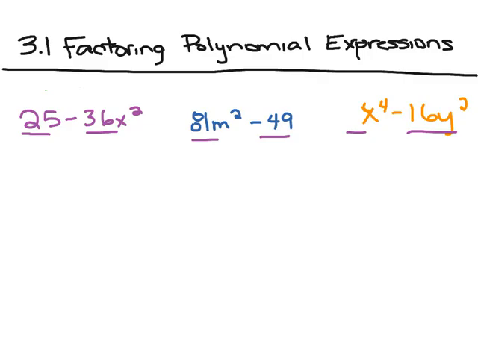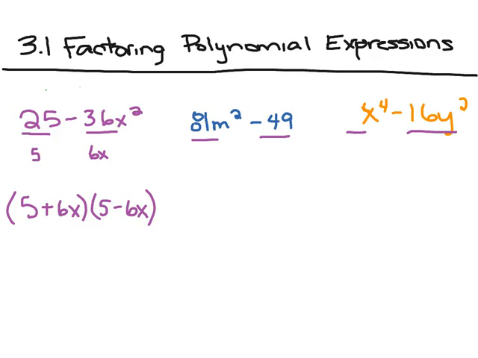So all we're going to do is take the square root of both sides. So this is going to be 5, and this is going to be 6x. Then we write it as two polynomials, 5 plus 6x and 5 minus 6x. You just have to have one of each sign.